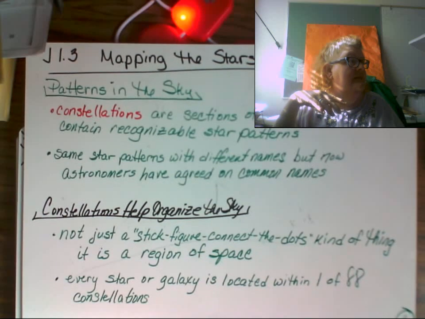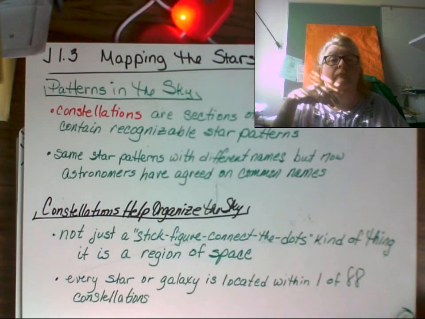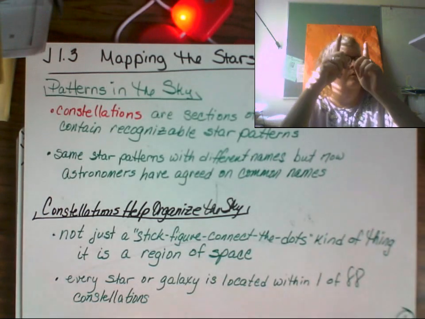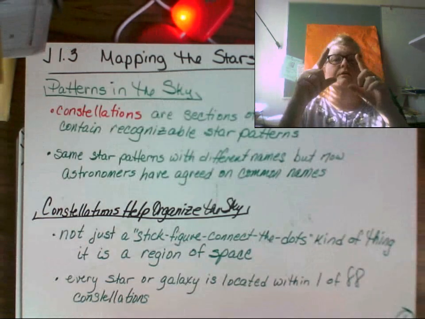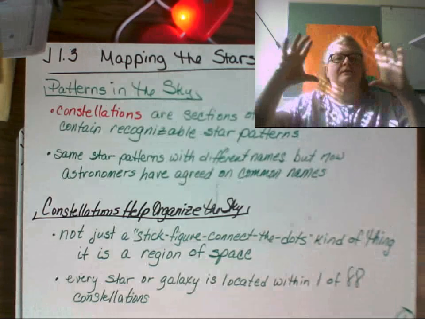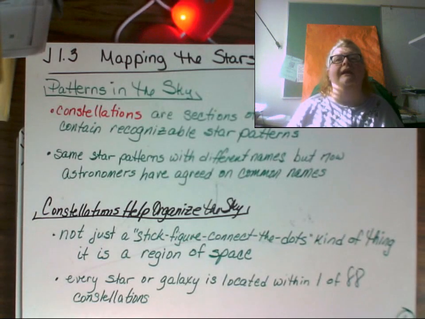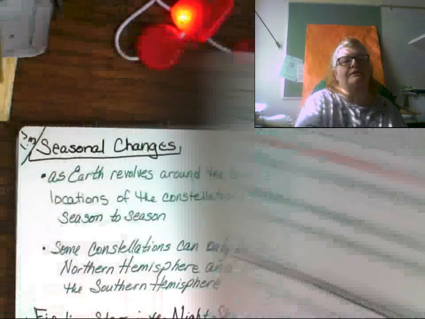Constellations help organize the sky. So it's not just a stick figure connect the dots. It's not just those single stars or group of stars, but it's the region of space around it. And every star or galaxy is located within one of 88 constellations.